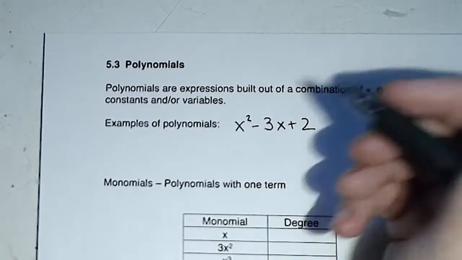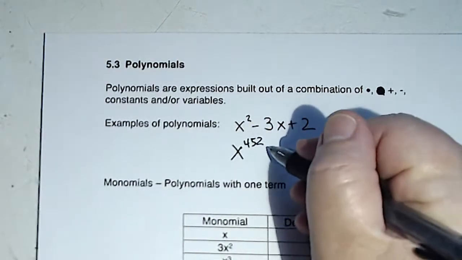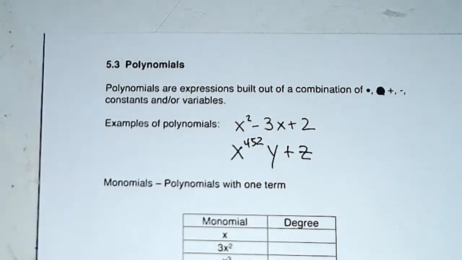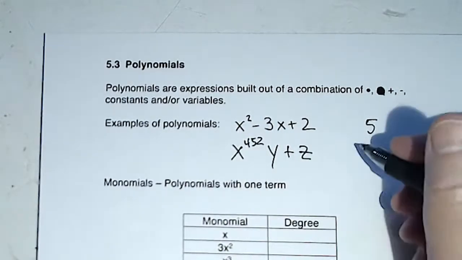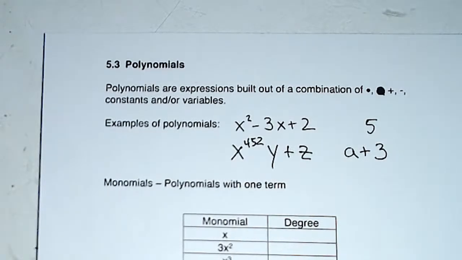Now, technically, it could also be something like x to the 452nd times y plus z. So it could be made up entirely of variables and their powers. It could be as simple as the number 5. That technically counts as a polynomial, although it is considered trivial. So it's not really following the rules, but technically you could make the case. But a lot of times polynomials are going to look more like this. There are lots of simple ones like a plus 3 and all sorts of other things. For the most part, we're going to stick to certain types.